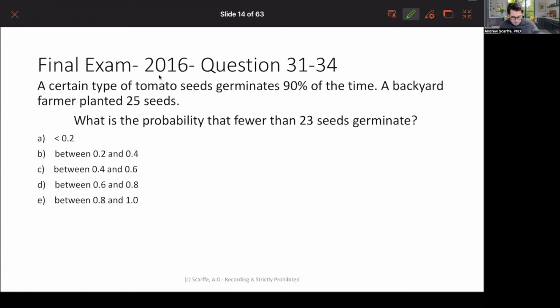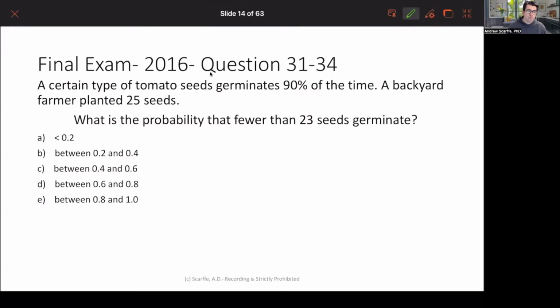Okay. So then, a continuation of this question. What is the probability that fewer than 23 seeds germinate? We won't spend too long here because this is content that was covered before your midterm, and I think you're likely quite strong on it. Same type of question, but what is the probability that fewer than 23 seeds, so less than 23 seeds, germinate?